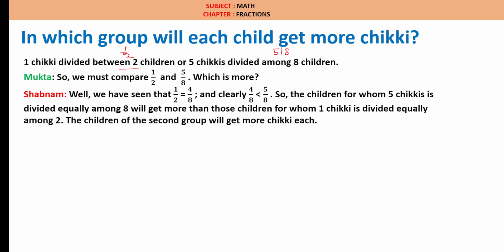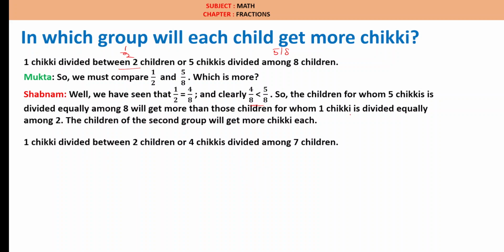Shabnam replies that if 1 by 2 is equal to 4 by 8, we can easily say that clearly 4 by 8 is less than 5 by 8, because they are comparing the numerators. They easily say that the children among whom 5 chikkis are equally divided will get more than those who get 1 chikki equally divided among 2. The children of the second group will get more chikki each.